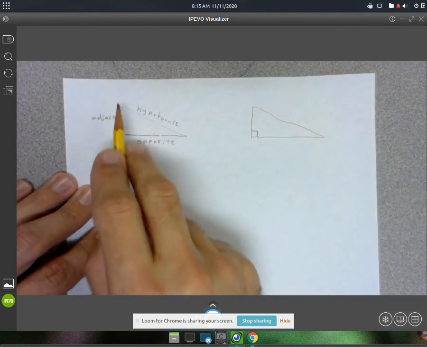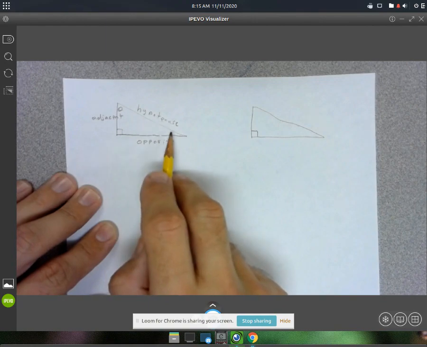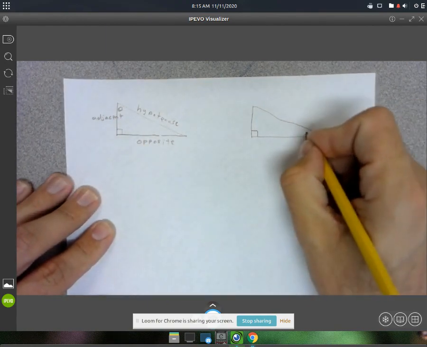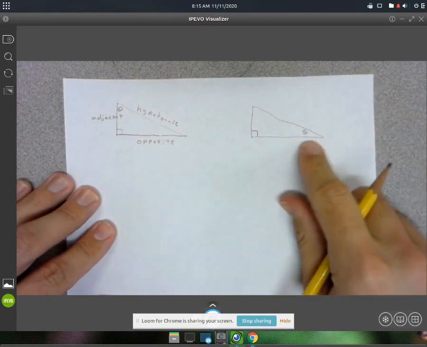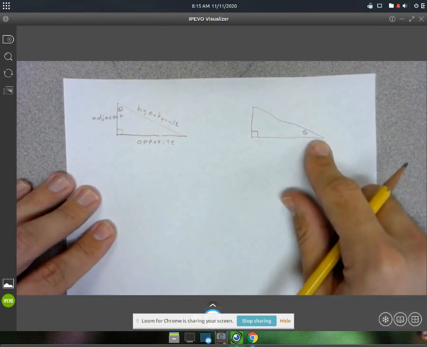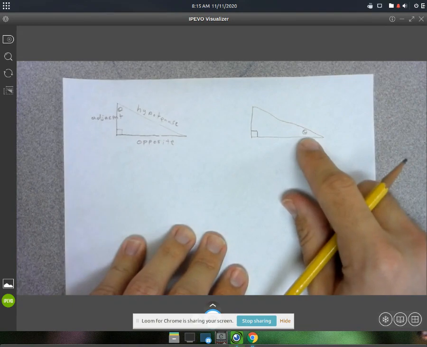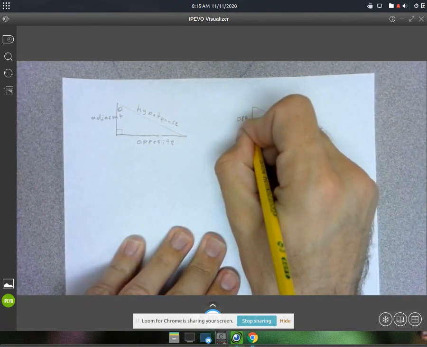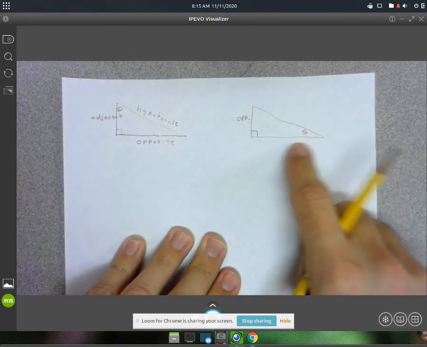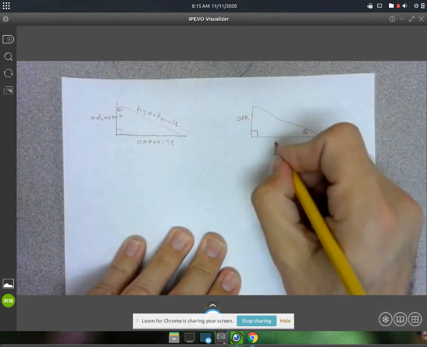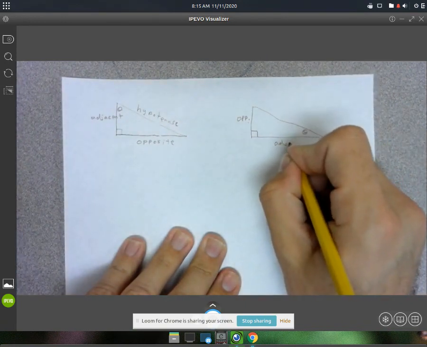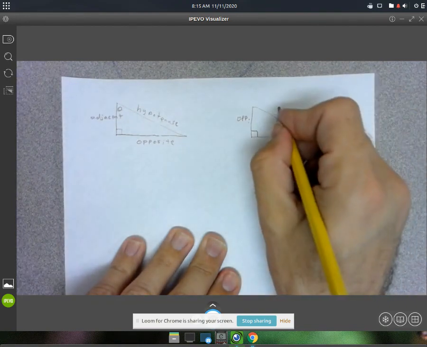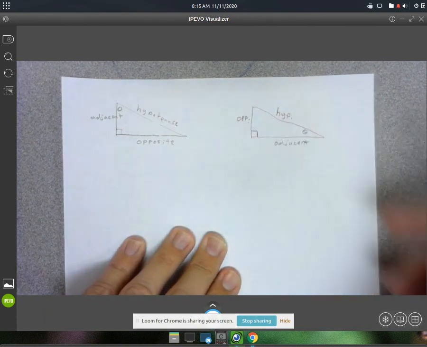It really just depends on which angle you define theta as. So I could have defined theta to be this other one. Theta could be this smaller acute angle. Now from this perspective, this side would be my opposite side, and this side would be my adjacent side. And this one would still be my hypotenuse. No matter which way you cut it, that's still the hypotenuse.